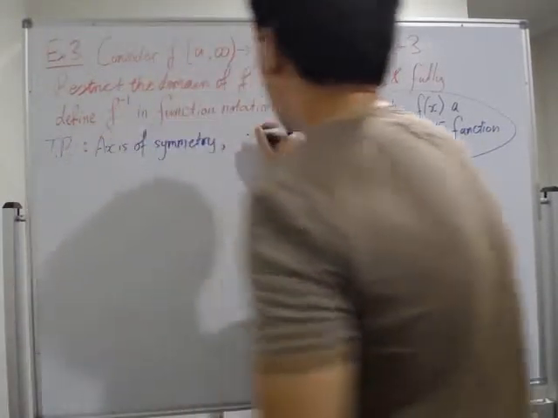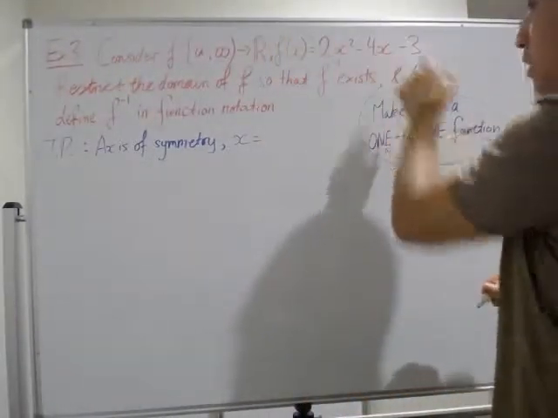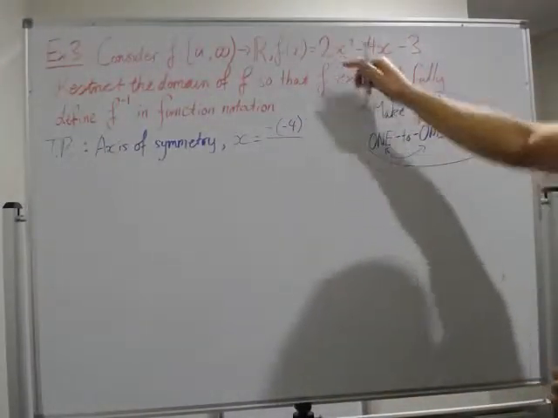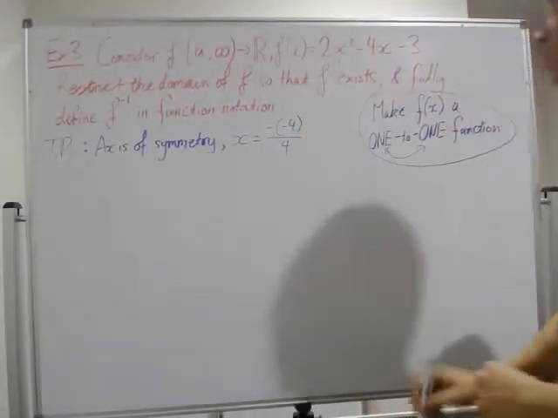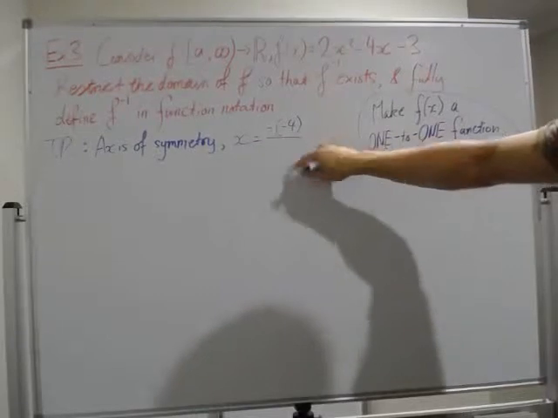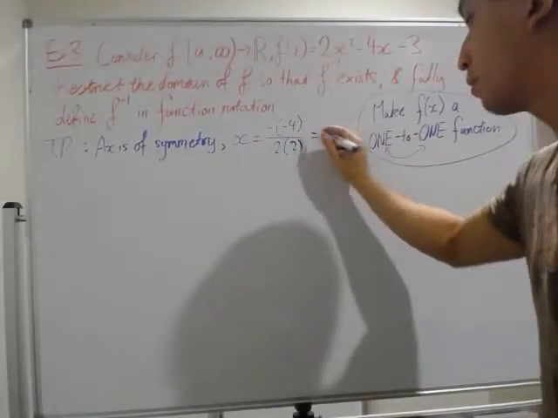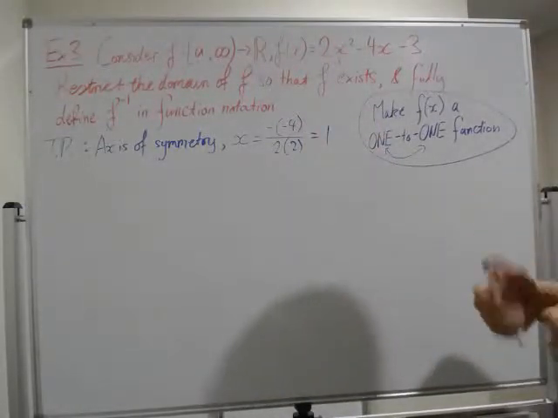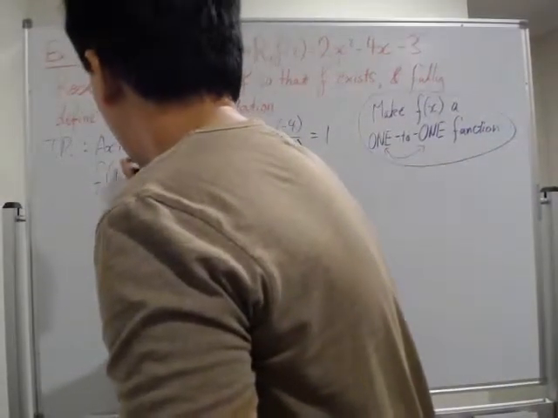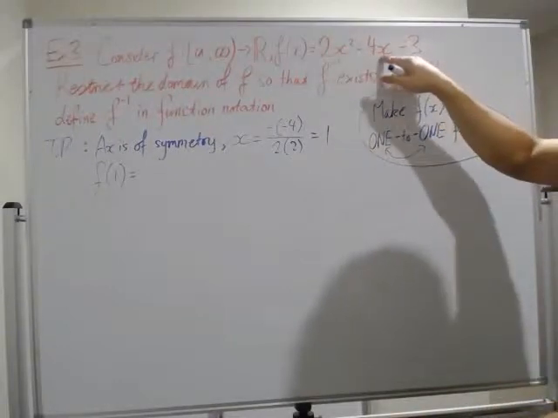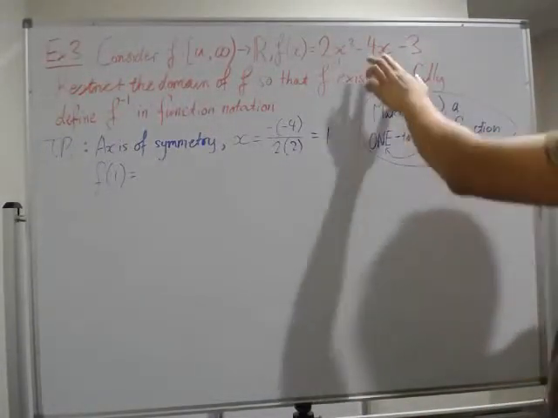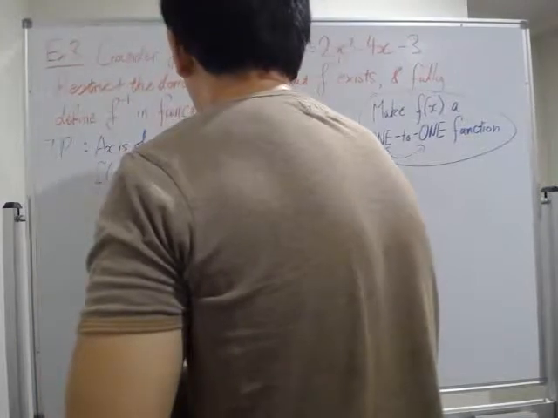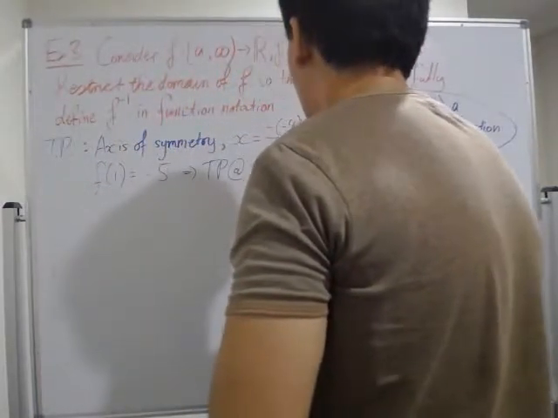So recall that the axis of symmetry is x equal to negative b over 2a. So we have negative of -4 over 2 times a, where a is 2, so 2 times 2 on the bottom. This will give us 4 over 4, so x is equal to 1 at our turning point. To find the coordinate of the turning point, simply sub this back in, so that we get 2 minus 4 minus 3, which is -5. So we know our turning point is at (1, -5).